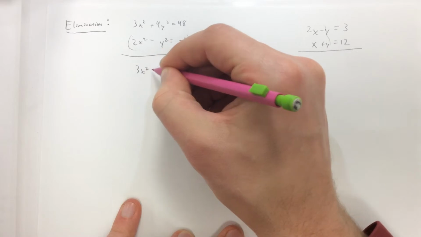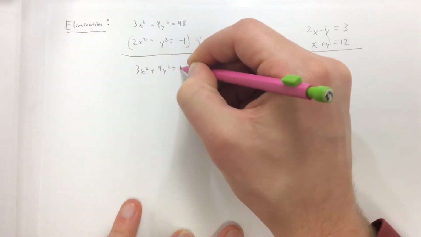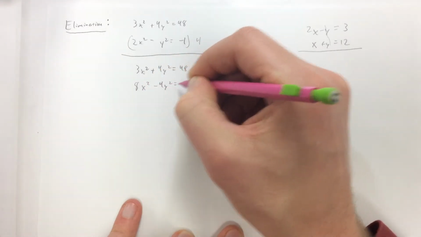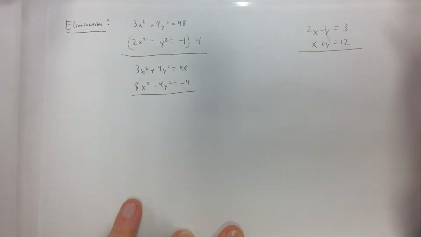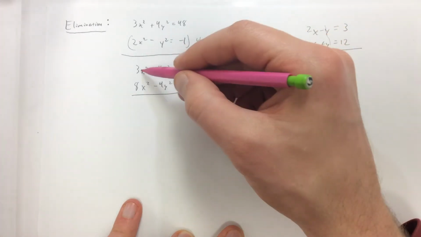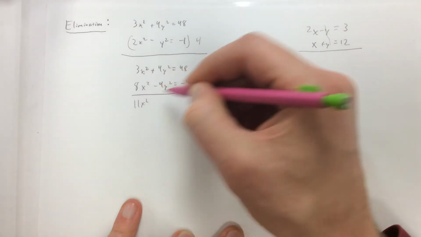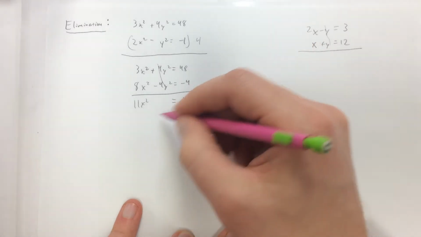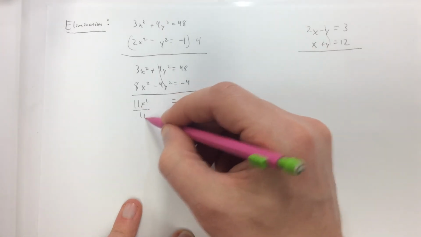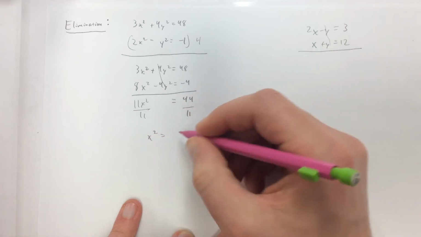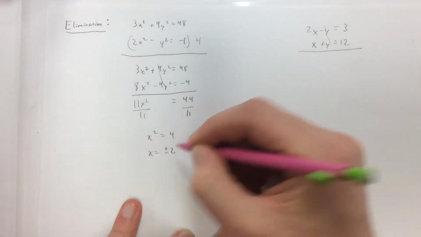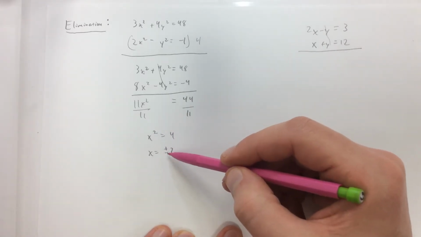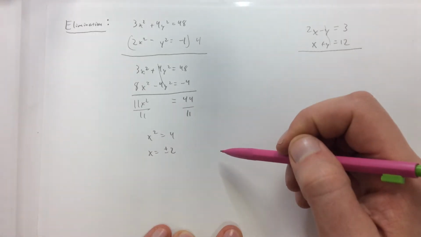So I'm going to get 3x squared plus 4y squared is equal to 48. 8x squared minus 4y squared is equal to negative 4. Now when I add these equations straight up and down, I'm going to get 11x squared, 0y squared is equal to 44. And from here it's a simple process of solving for x. Please note that there's two numbers that work here for x squared. 2 or negative 2. Both of them work.